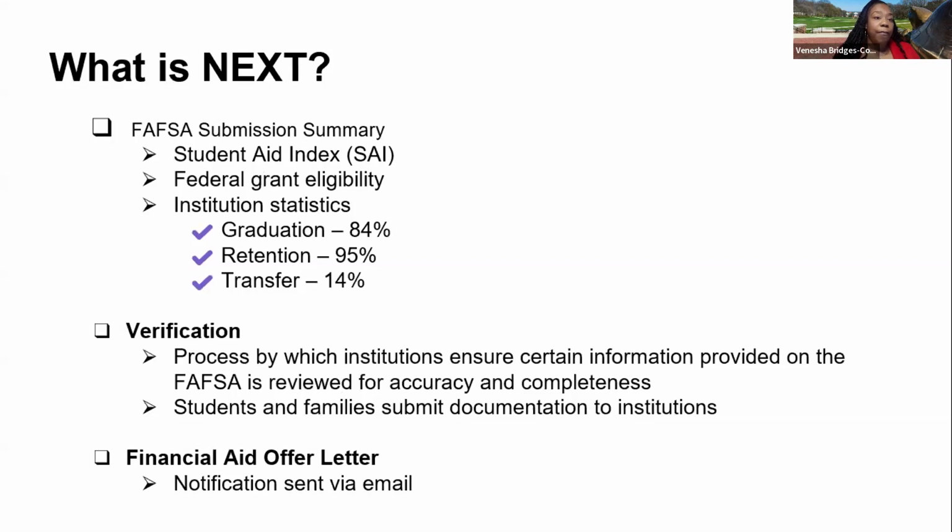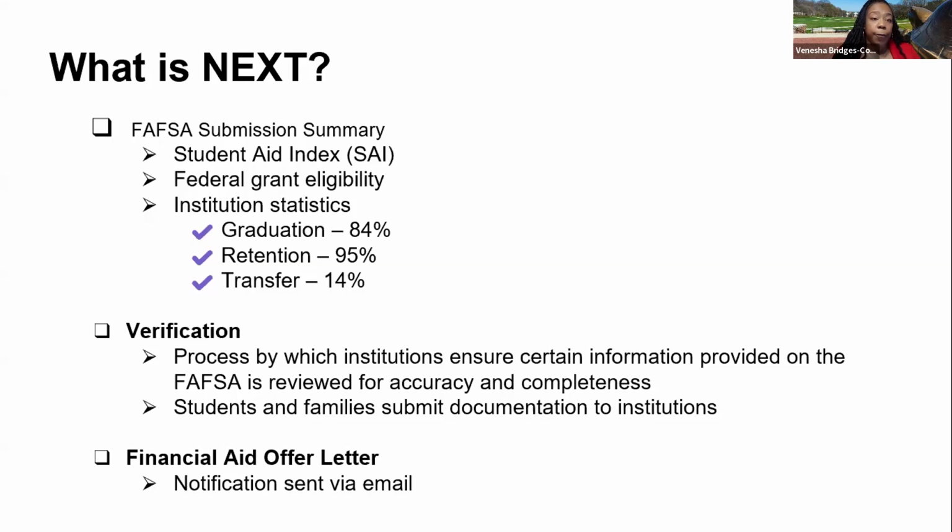So once you complete that FAFSA and you submit it and you add those 10 colleges or institutions to your application, it will generate a student aid index, which is sent to the university. It will tell you what your federal Pell Grant eligibility is. So if you apply and you are eligible for any type of need-based programs, it will indicate that. It'll also have the institution's graduation rates, retention rate, and transfer rates in that FAFSA submission summary once it's completed, which will be sent to you.